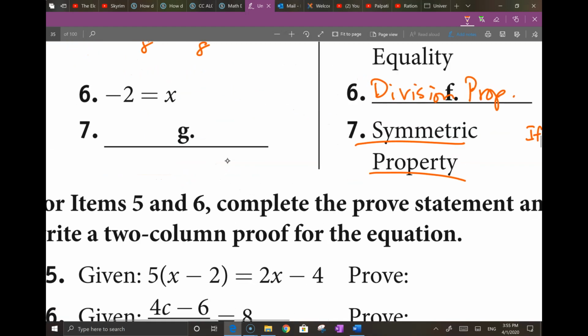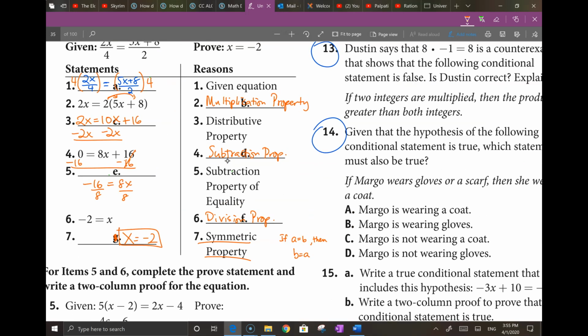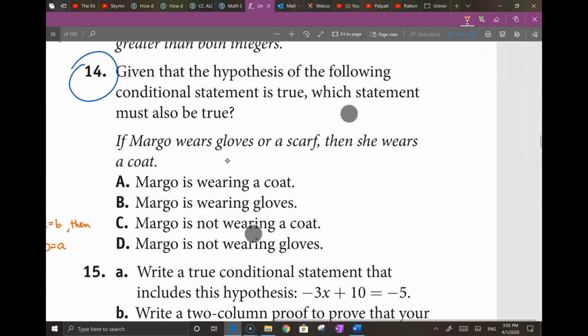So if I take that idea and bring it over here, from line 6, I can take this equality and I could simply flip it around. And I could say, well, if negative 2 is equal to x, then x is equal to negative 2. And that right there would be my symmetric property. Alright, so that's an algebraic proof. Let's go ahead and move on to this question right here, number 14.